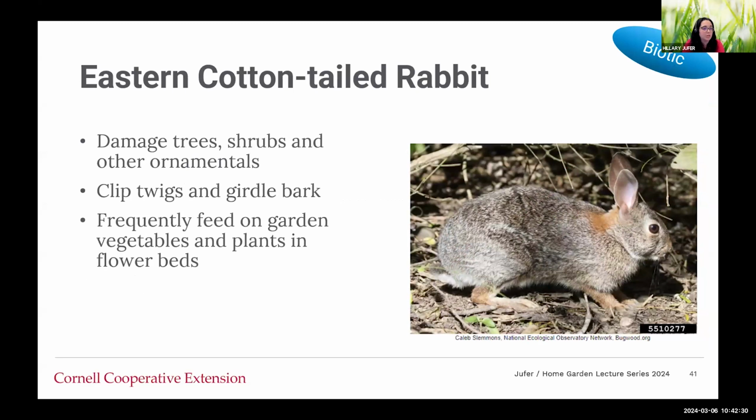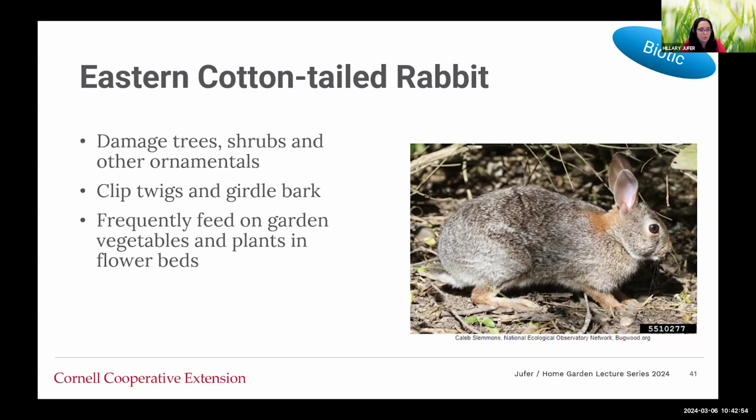The next one that we're going to talk about is the eastern cottontail rabbit. Again, biotic living. They can damage trees and shrubs and other ornamentals. They clip the twigs and girdle the bark. You're going to notice that they're different because they clip the twigs at a 45-degree angle, and they frequently feed on garden vegetables in the summer and plants in flower beds.